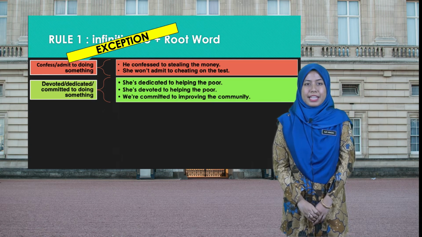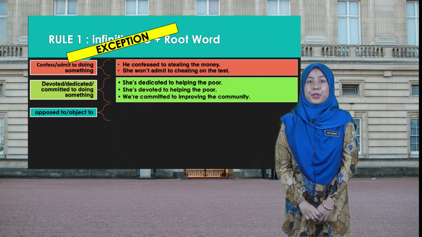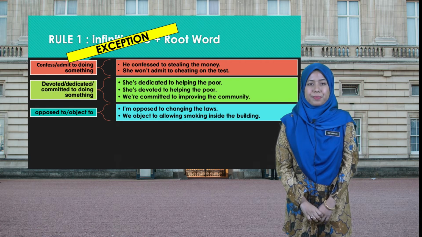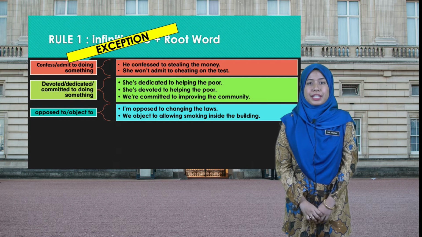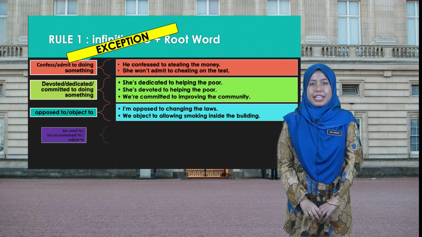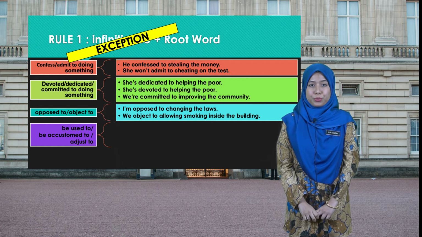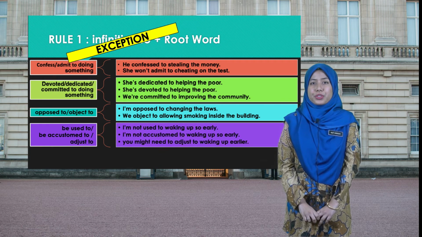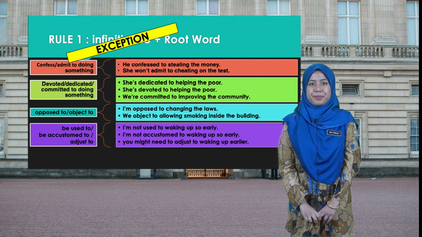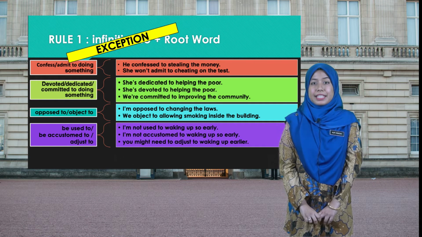Third exception is if it has opposed to and object to. For example, I'm opposed to changing the laws. Second example, we object to allowing smoking inside the building. The fourth exception, if it has be used to, be accustomed to, and adjust to. For example, I'm not used to waking up early. Second example, I'm not accustomed to waking up so early. And the last example, you might need to adjust to waking up earlier.